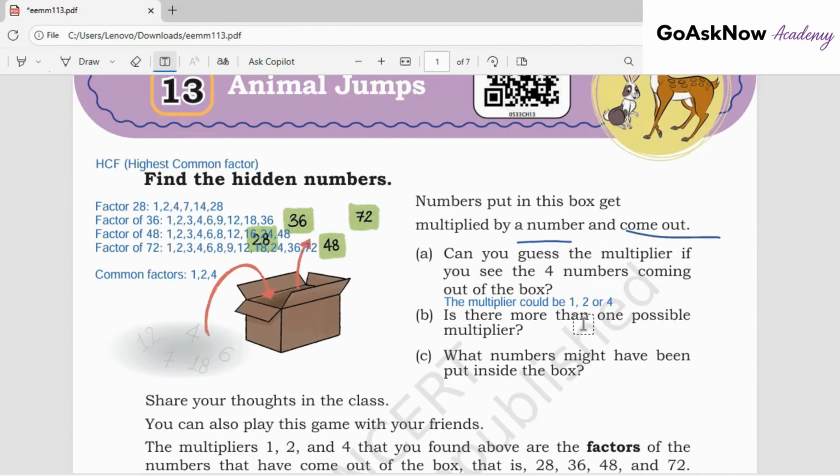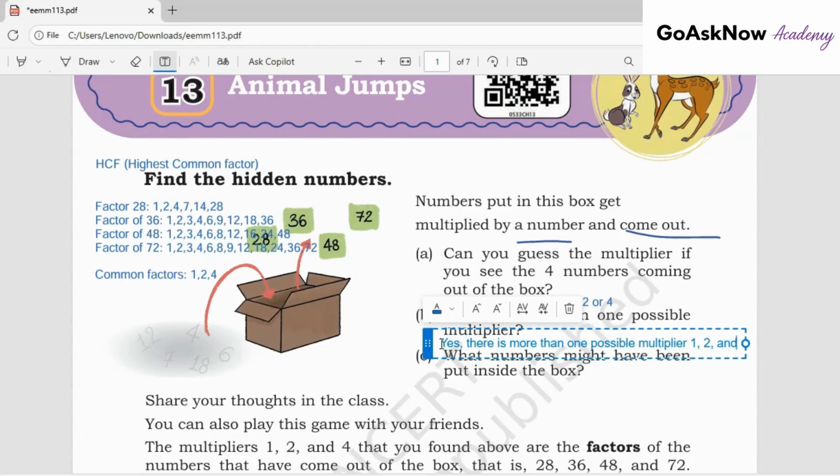Is there more than one possible multiplier? Yes, we just found that 1, 2, and 4 are all common factors of the numbers, so all of them could be possible multipliers. Here the answer is yes, there is more than one possible multiplier, that is 1, 2, and 4.